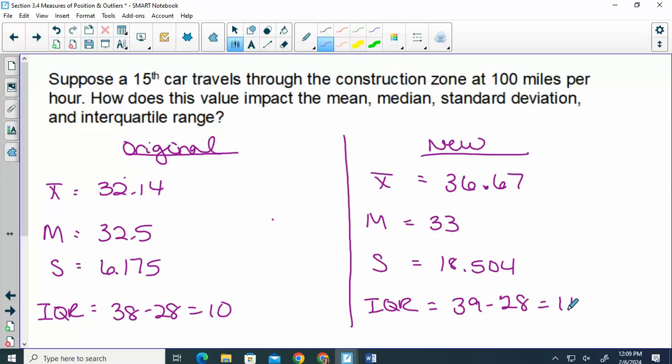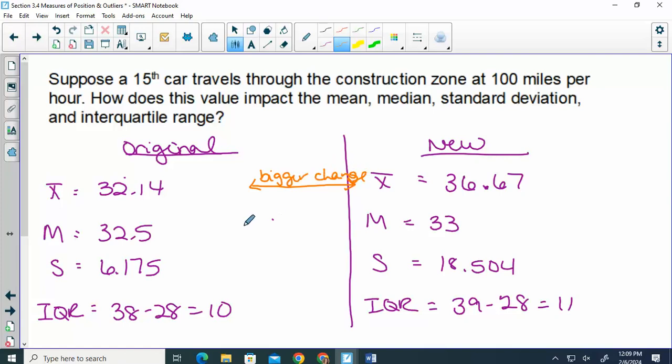Give me just a minute. Okay, so I want you to notice something here. Let's compare the mean. Did this change a lot from the old to the new? You went from an average speed of 32 up to an average speed of 36 because of one person. It's not a drastic change, but it's a little bit of a change. So that's a bigger change.